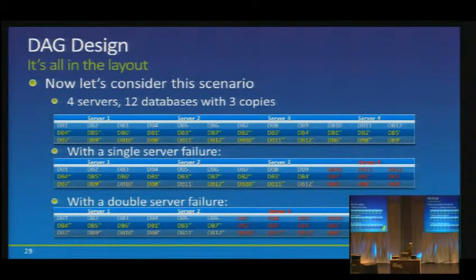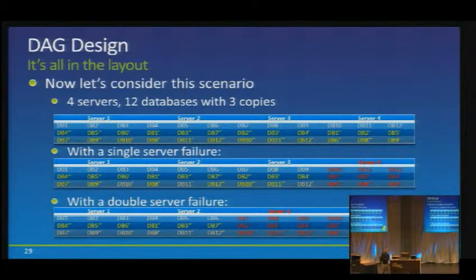Now, we lose our second server. Again, not a problem. Life is still good. We've lost 7, 8, 9, but that's okay because 7, 9, and 8 are still copied because we have multiple copies on server 1 and server 2. So you just saw an 8-node DAG not really be able to tolerate a double server failure, and you saw a 4-node DAG be able to tolerate it really well.